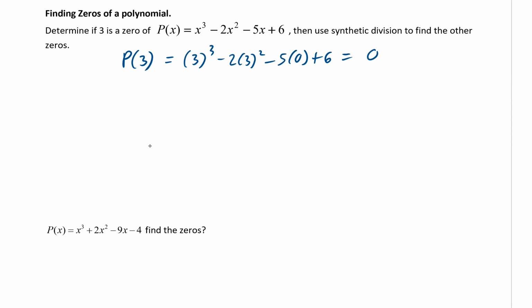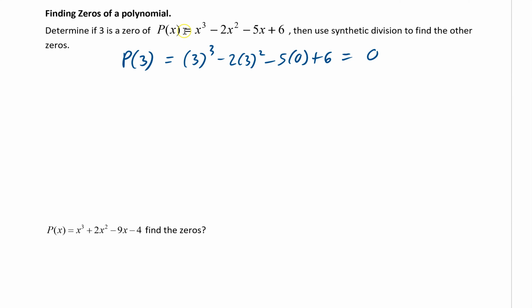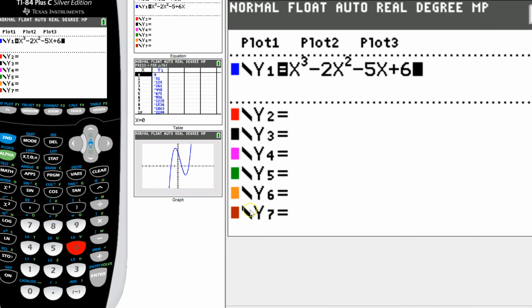And we plug that in, it does give us 0, so we know it's a 0. But another way to verify this is to use your calculator. I've already plugged it in, sort of. I made a little mistake right here, so let's insert an x. Let's put in x plus 6, and that is our polynomial, right? x cubed minus 2x squared minus 5x plus 6.